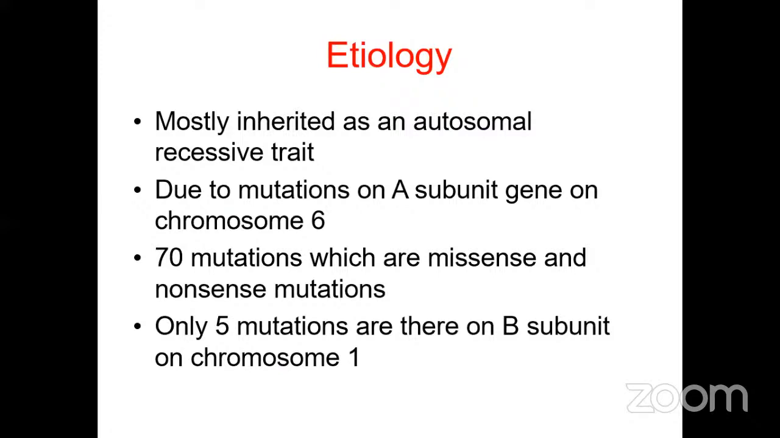Etiology. Factor 13 deficiencies are mostly inherited as an autosomal recessive trait. Generally, this inheritance is due to gene mutations, mostly in the A subunit gene on chromosome number 6. 70 mutations have been observed till now in the A subunit, due to missense and nonsense mutations. Till now, only 5 mutations have been observed in the B subunit, and B subunit mutations generally occur on chromosome number 1.